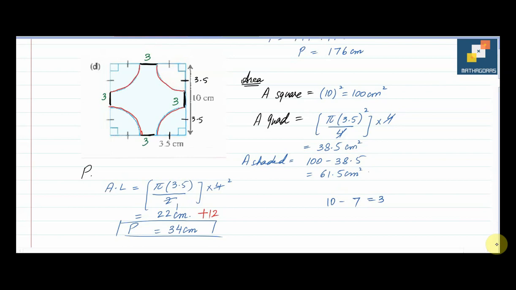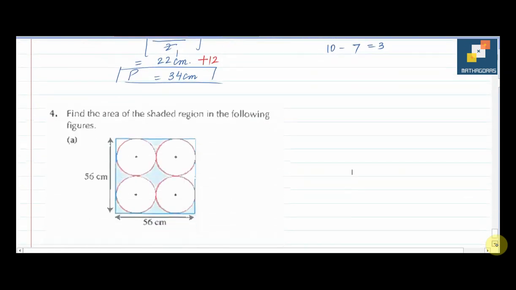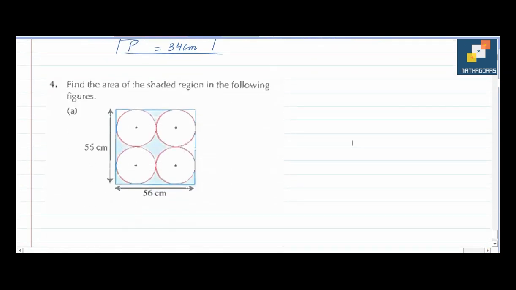Now moving on to the next question, it's question number 4 from the same book, number 2 from the same exercise. Now in this question you need to find only the area, not the perimeter, so it's a sigh of relief. Now you need to find the area first, identify the shapes. You can see here a square and you can see a circle as well. Any other shape? No, there are two shapes.